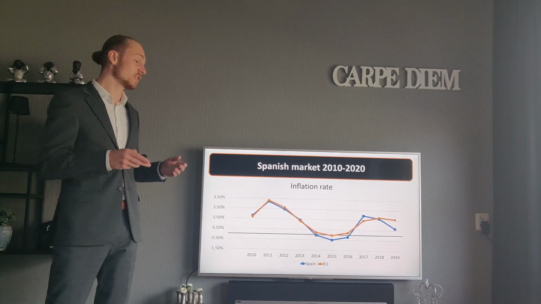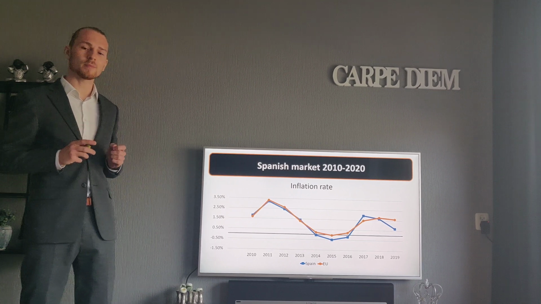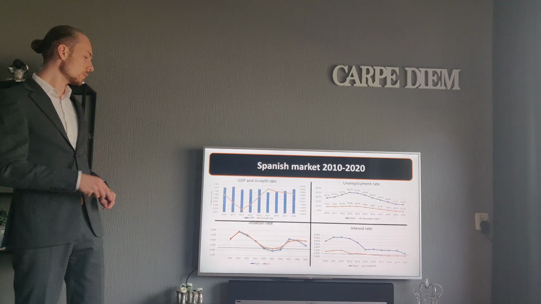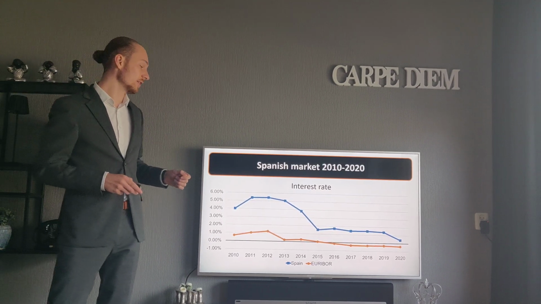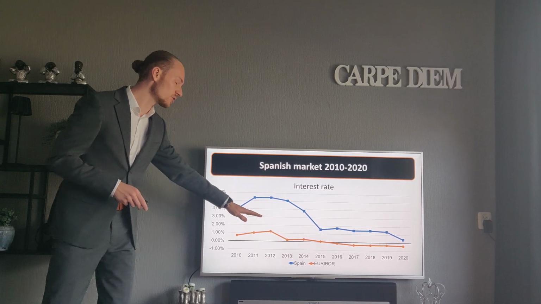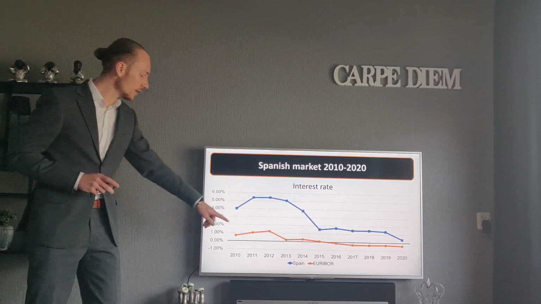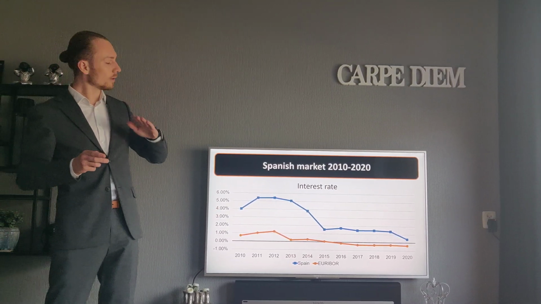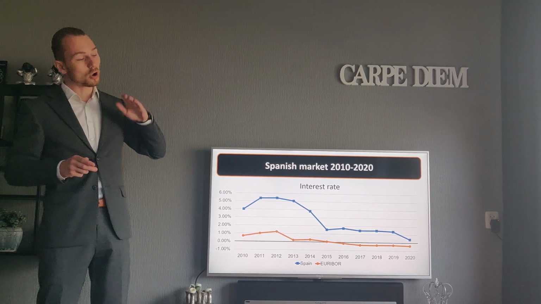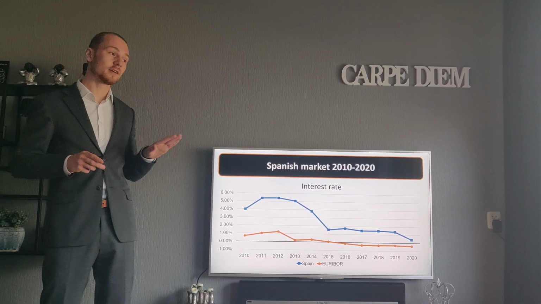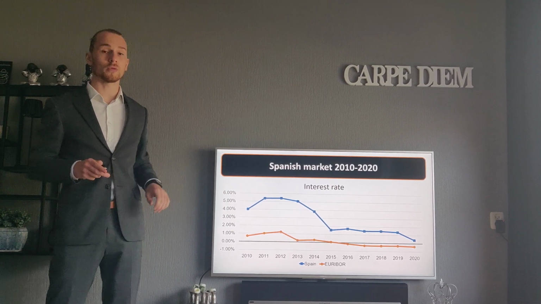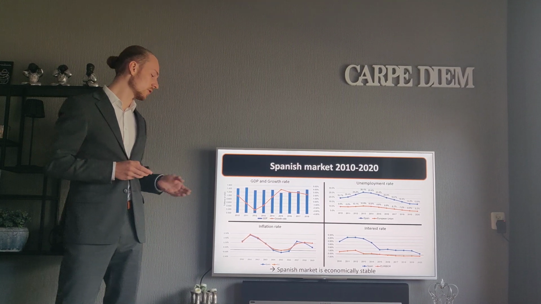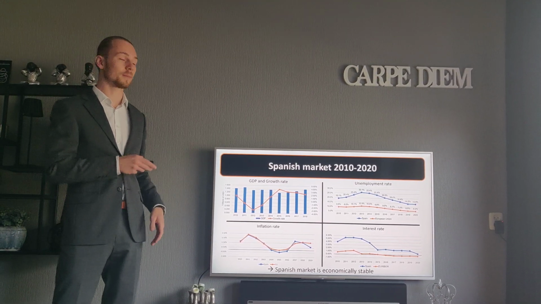For the inflation rate, we see two pretty similar lines with a maximum difference of 1% in the last year, 2019. For the interest rate, the difference between the Spanish rate and the European benchmark is much bigger. But in 2012, Spain used the expansionary policy, which means that they lowered their interest rates to lower their unemployment rate and to create a stimulation of economic growth. After seeing all these macroeconomic factors, we can conclude that the Spanish market is economically stable.